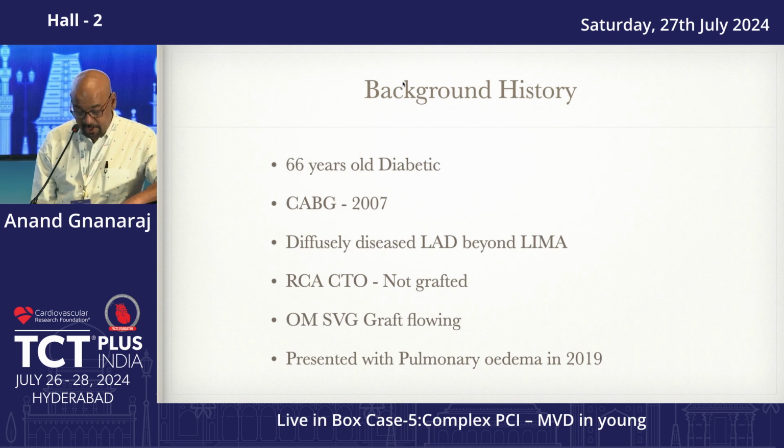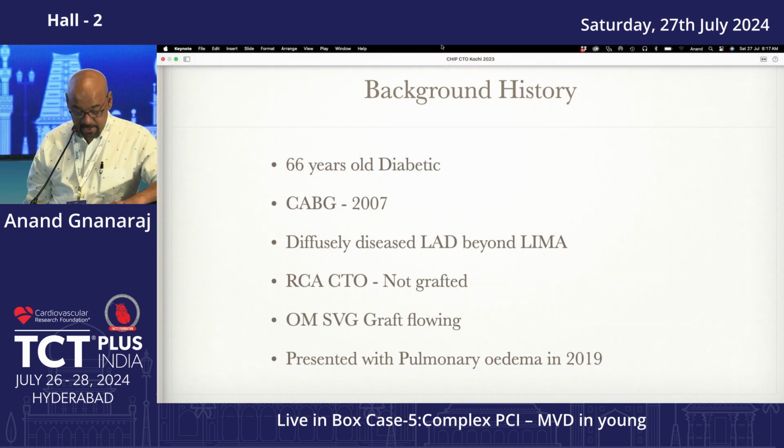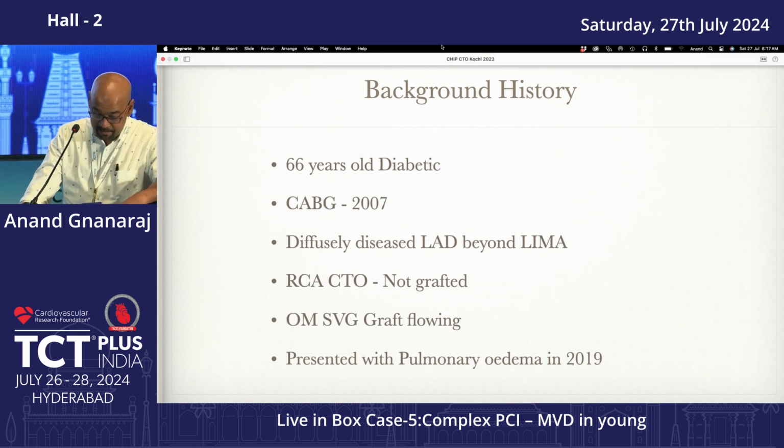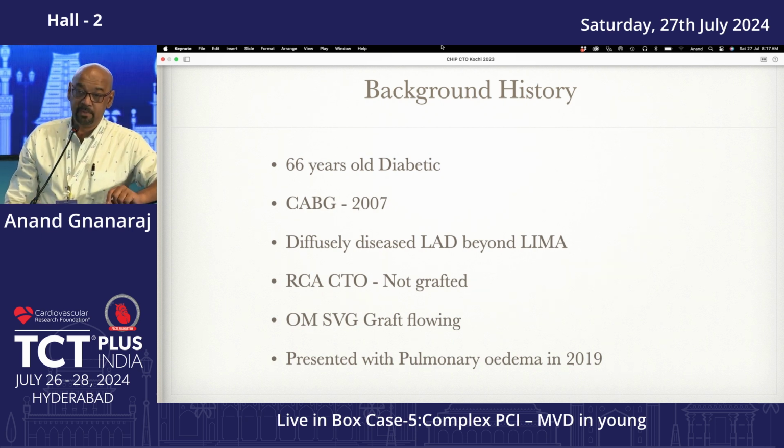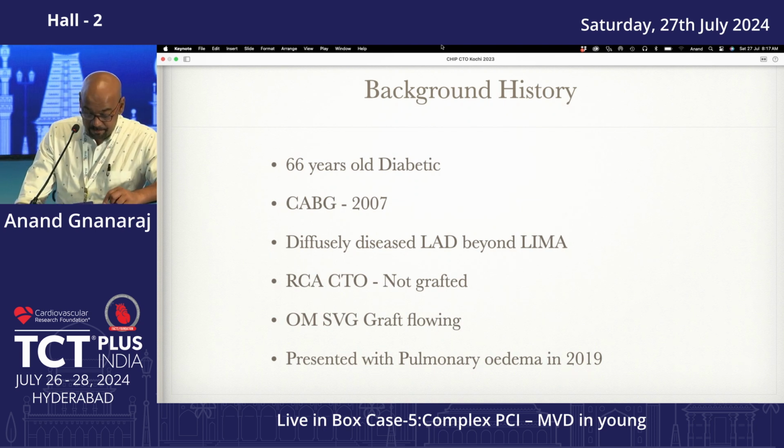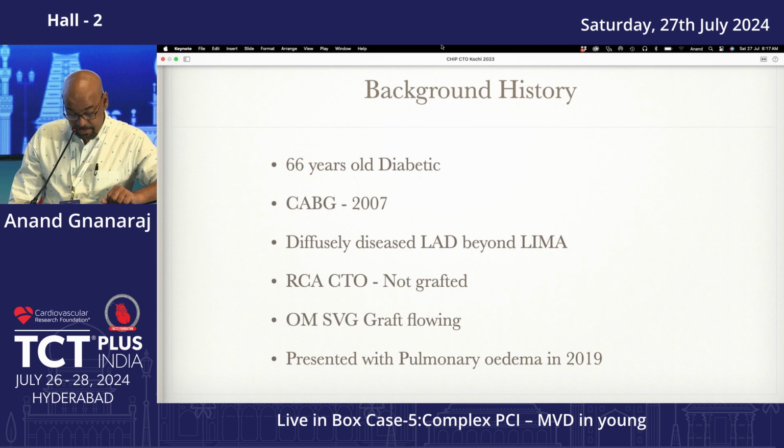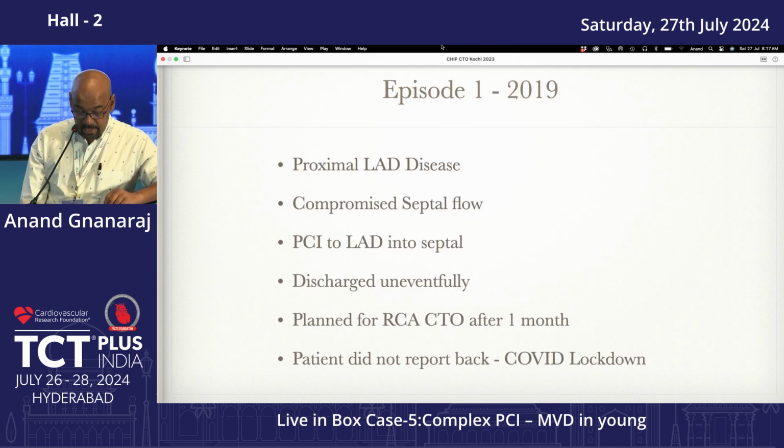So this patient is already a sick subset of patient, 66-year-old diabetic, CABG, diffusely diseased LAD. LIMA is flowing, but LAD is diffusely diseased. RCA, CTO, it was not grafted originally because at that time probably the lesion was not significant. OM to SVG was flowing, and the patient presented with pulmonary edema in 2019.